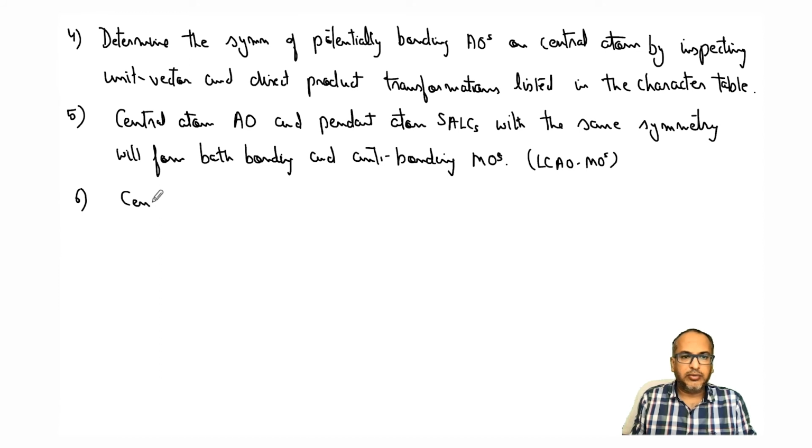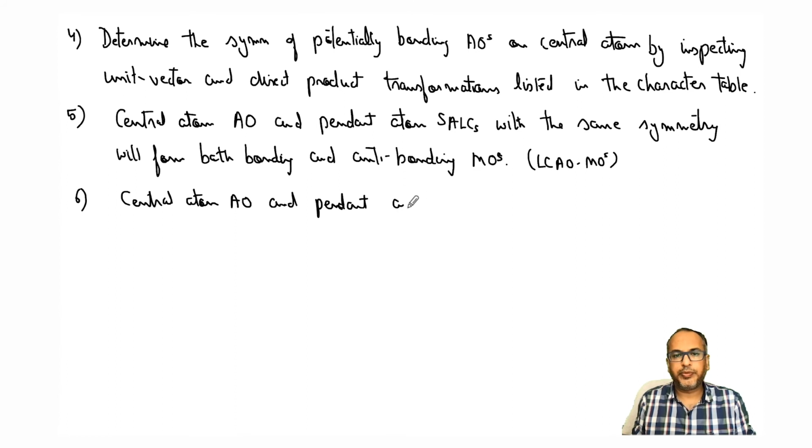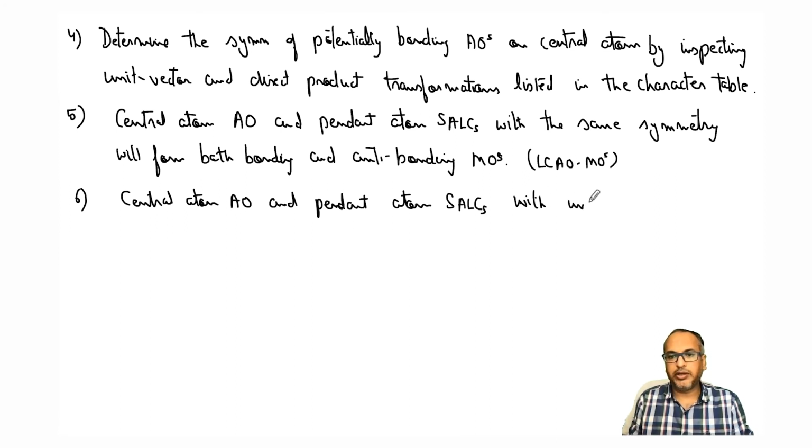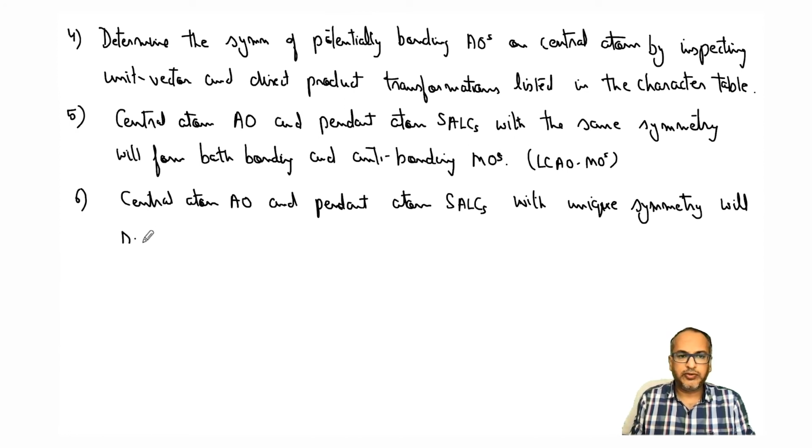Again, central atom atomic orbitals and pendant atom SALCs with unique symmetry, let's say some of these cannot match, so those with unique symmetry will remain as non-bonding. That is very obvious, right?